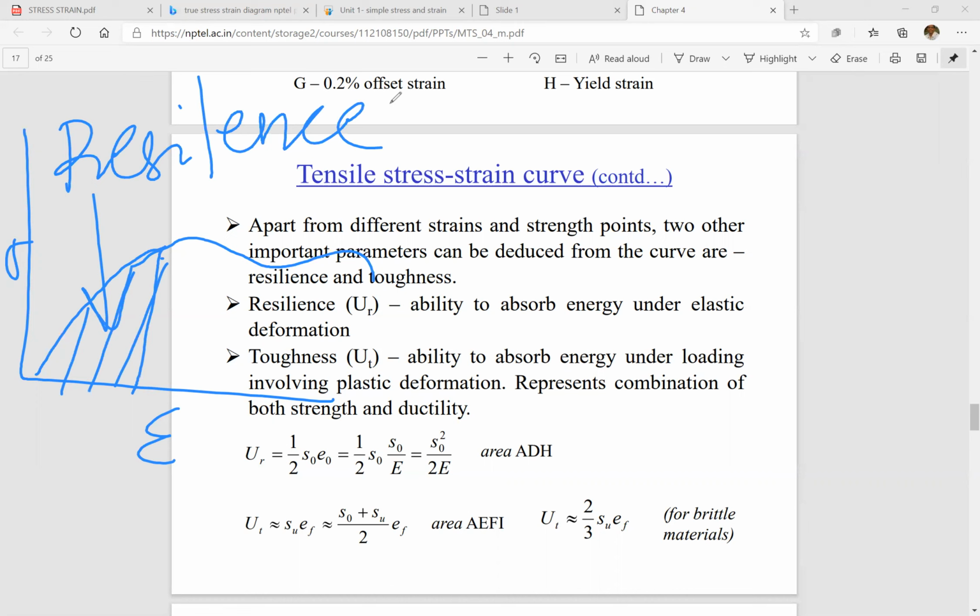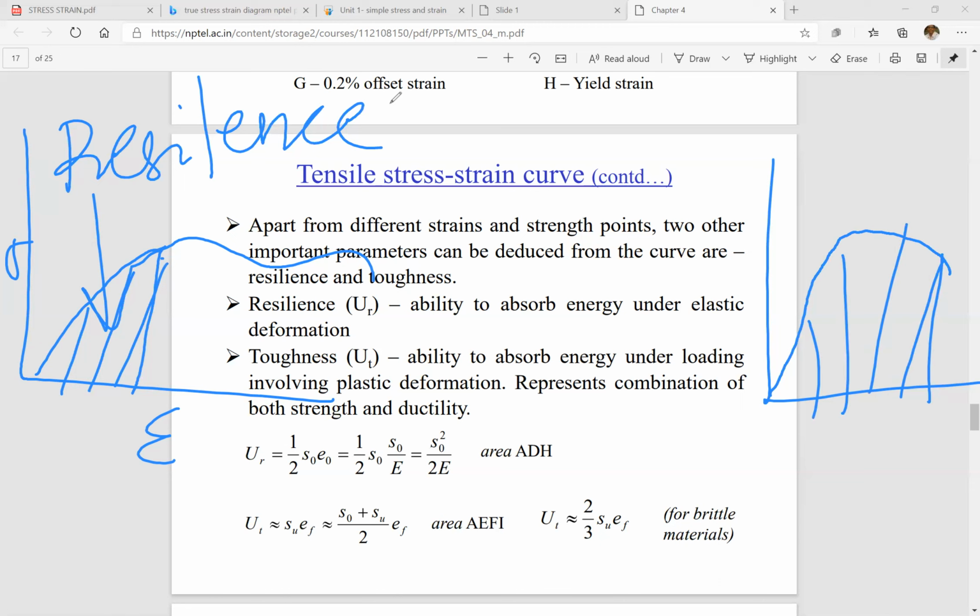Then what is toughness? It is the ability to absorb energy under loading involving plastic deformations. If you go into the plastic deformations, again I am drawing here, the total area under the stress-strain diagram, including the plastic and the elastic deformation, is toughness.